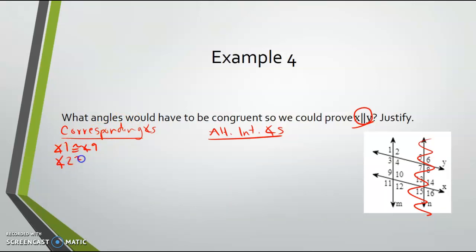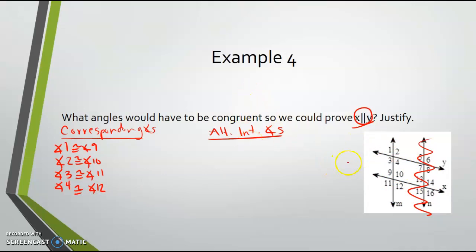Angle 2 is going to be congruent, angle 2 with angle 10. They are the corresponding angles. Angle 3 corresponds with angle 11, so congruent to angle 11. And angle 4 is congruent to angle 12, or would need to be congruent to angle 12. So that's for transversal M.